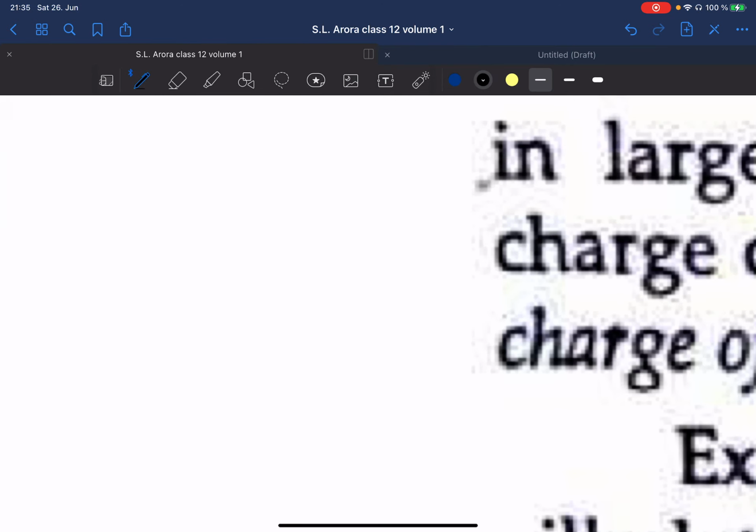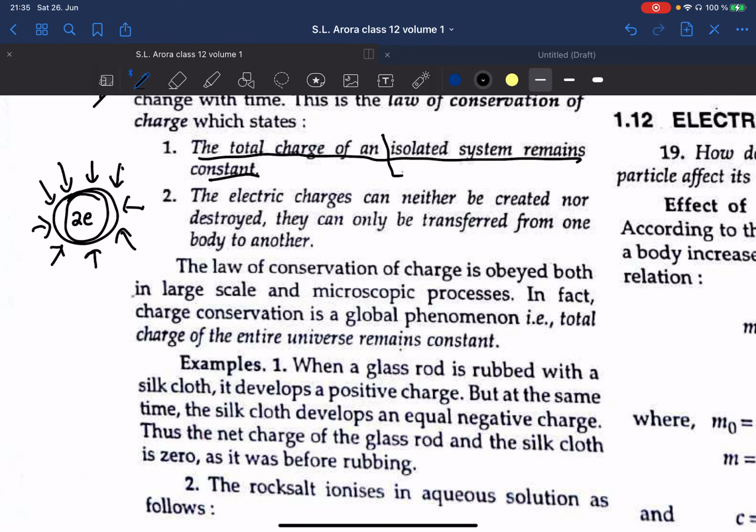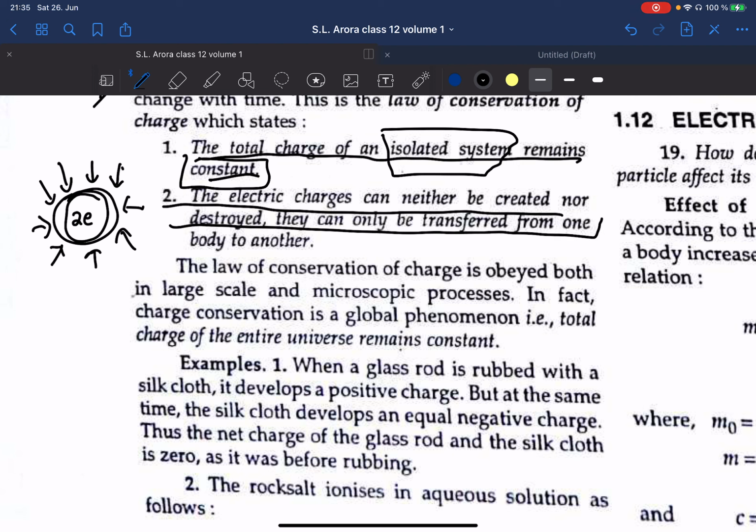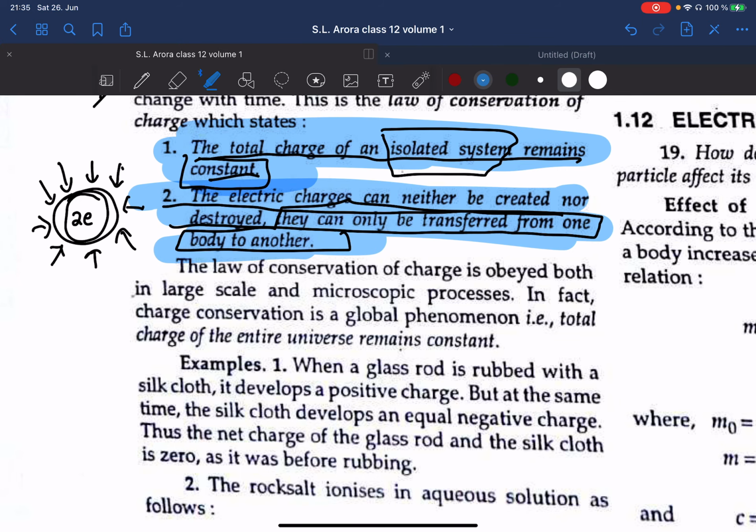The law of conservation states that the total charge of an isolated system remains constant, and electric charges can neither be created nor destroyed. They can only be transferred from one body to another. This is very important. It can come in your paper.